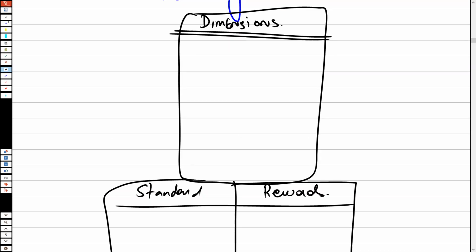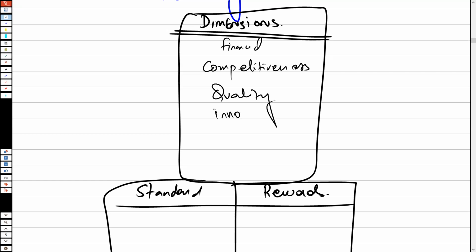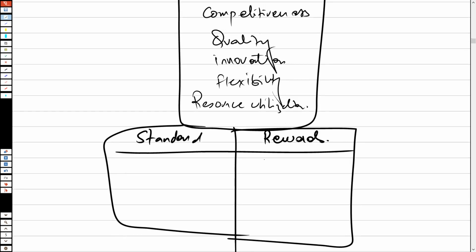Under the dimensions block, you would see that there are different things that exist. What are the things that exist under the dimensions block? Number one is financial. The second is competitiveness. Then quality, innovation, flexibility, and resource utilization.